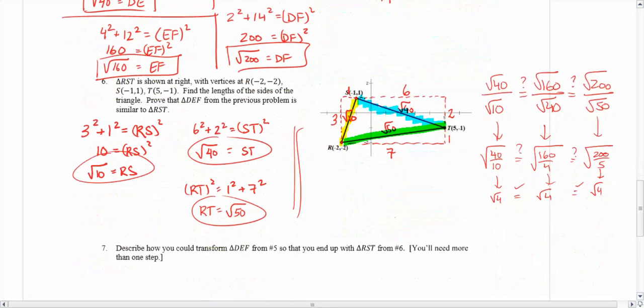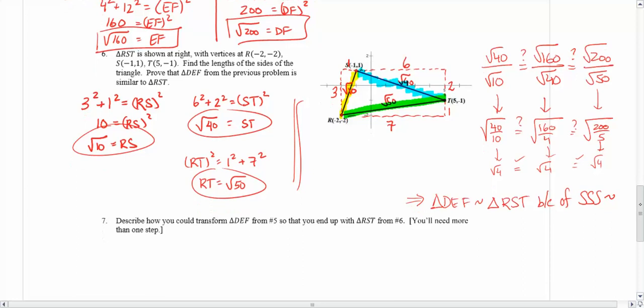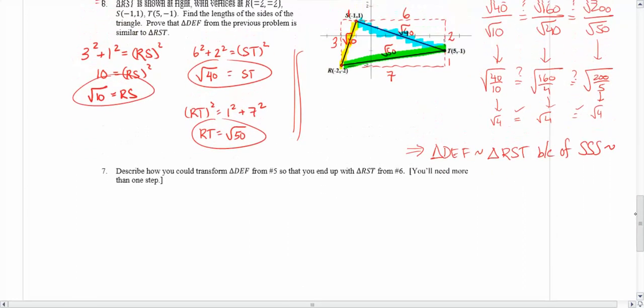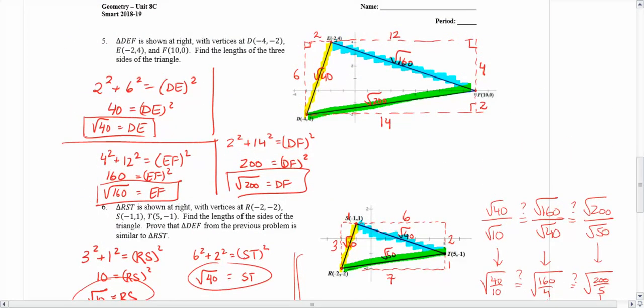So we can say, since the sides are all in proportion, triangle DEF is similar to triangle RST because of SSS similarity. All three pairs of sides are in proportion. All right. Then the last part says, how can you transform DEF from number 5 to get RST from number 6?